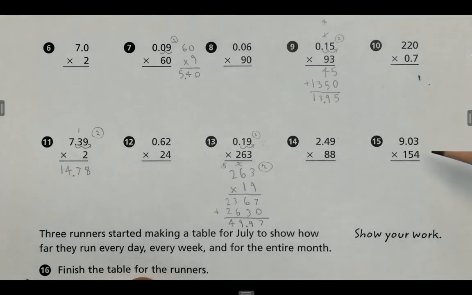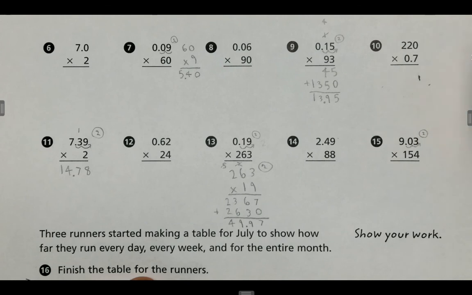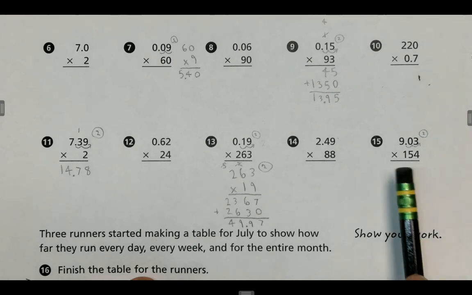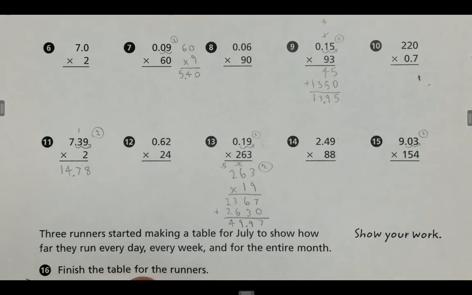15. 9 and 3 hundredths multiplied by 154. Whoop, whoop. 2 pushes will clear out the decimal point. Now I can solve this problem as if it's 903 multiplied by 154. So we know the first row is going to be 903 times 4. For the second row, we'll put a 0 placeholder down and do 903 times 5. For the third row, we're going to put 2 0 placeholders down and do 903 times 1.